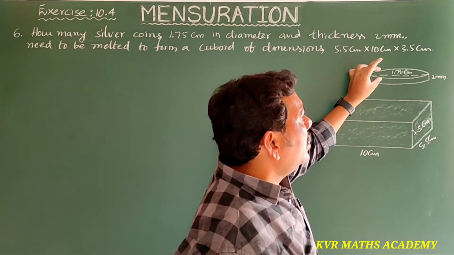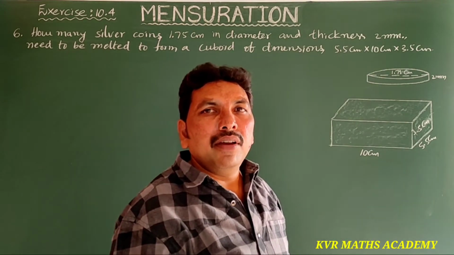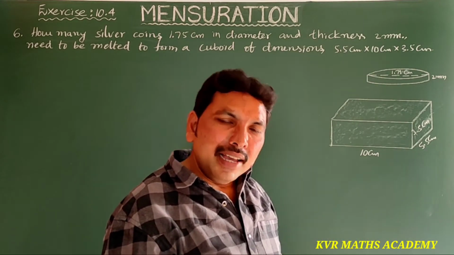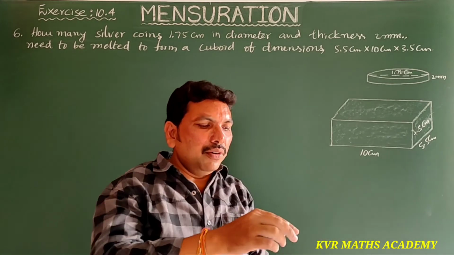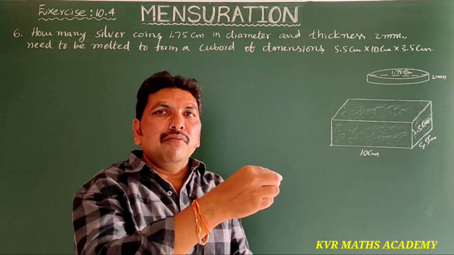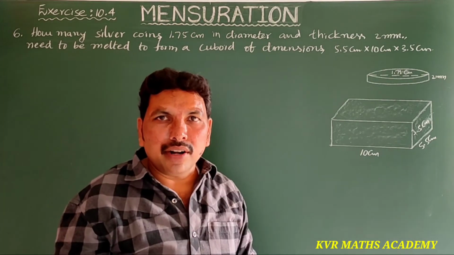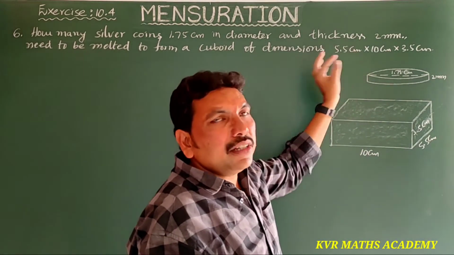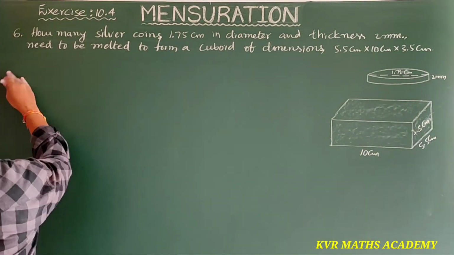So here, what is the shape of the silver coin? It is in the shape of a cylinder. If you put silver coins one by one on top of each other like that, it will form a cylinder, or not? Yes, exactly. This is also in the shape of a cylinder only. Understood?